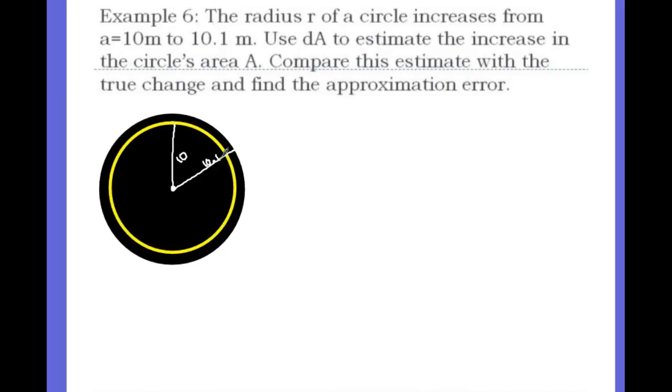So it says the radius of a circle increases from 10 to 10.1, using dA to estimate the increase in the circle's area. So I know the change in radius, I want to know the change in area. So compare the estimate with the true. We can find the true change. This isn't something that we can't calculate. We could find it, right? I could look at the area of a circle at 10 and look at the area of a circle at 10.1. But what we want to do is look at an example where we talk about a differential and the comparison of the two.